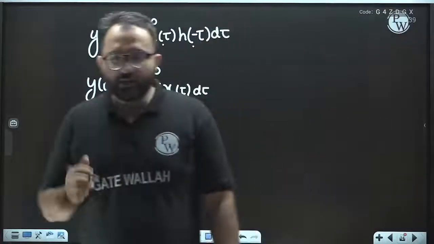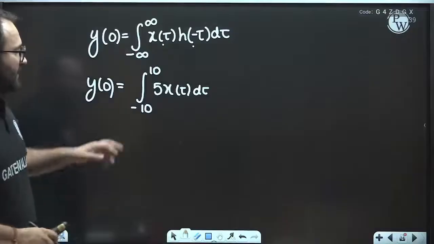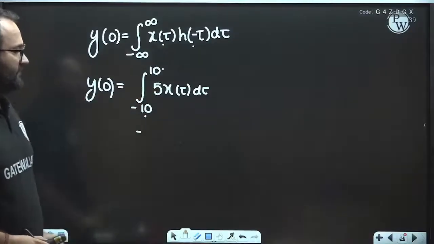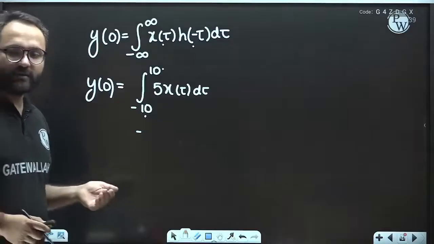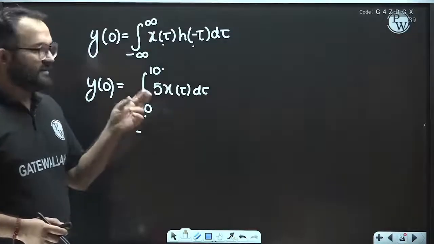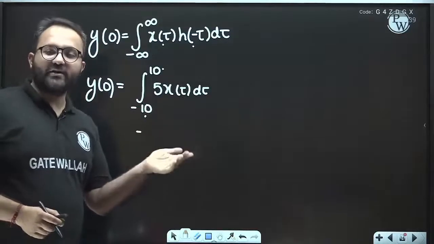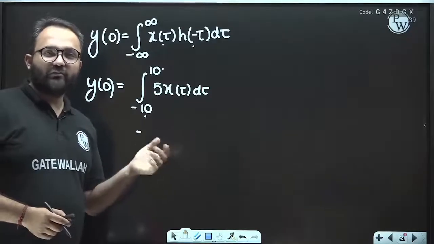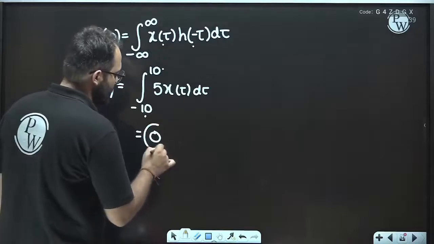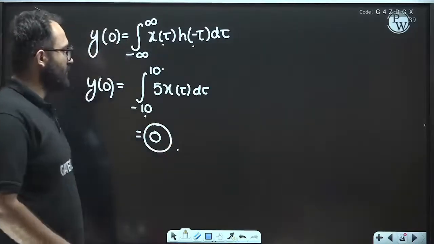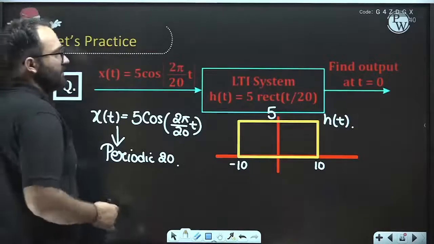Repeating the point, this range of integration is 20, and the input x(t) is a cos signal which has period 20. So we are integrating a cos signal over its period, which will always give us a 0 result. Okay, so the answer is 0.